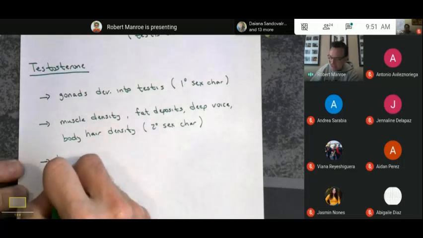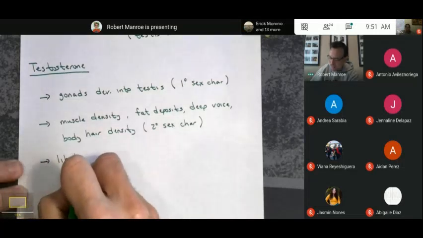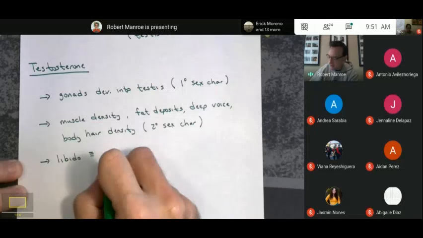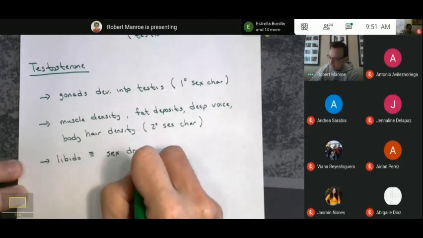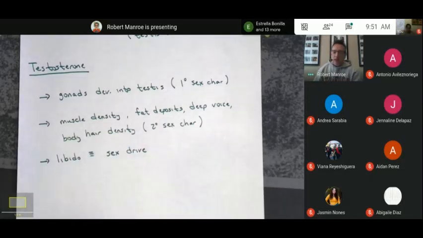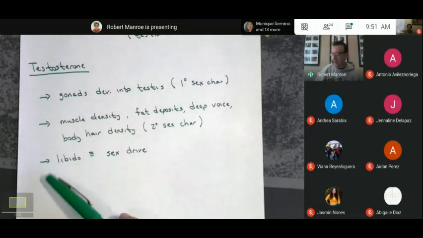Testosterone also establishes what's called libido. And libido is the fancy word for sex drive. So these hormones usually start to escalate in 11, 12, 13-year-old males. It really depends on the male, but ballpark, early teens, 11, 12, 13. Sometimes the males handle the boost in hormones well. Sometimes they don't.